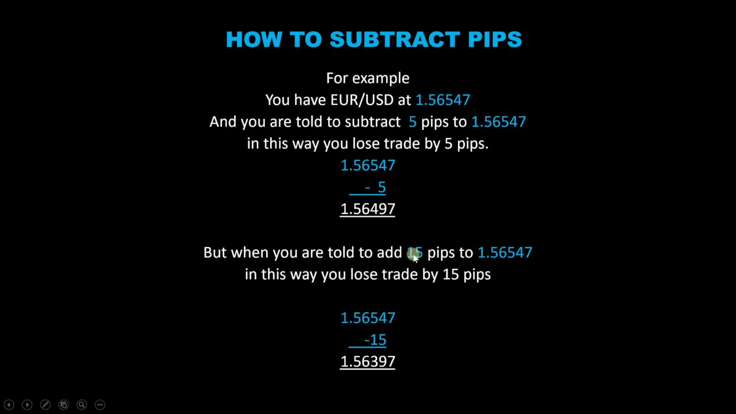So when you are told to subtract 15 pips from this, then this is how you lose your trade by 15 pips. So you lose your trade because maybe you predicted the price movement to go up, and then it went down from this to this. Then it is said that you lost 15 pips on that trade.